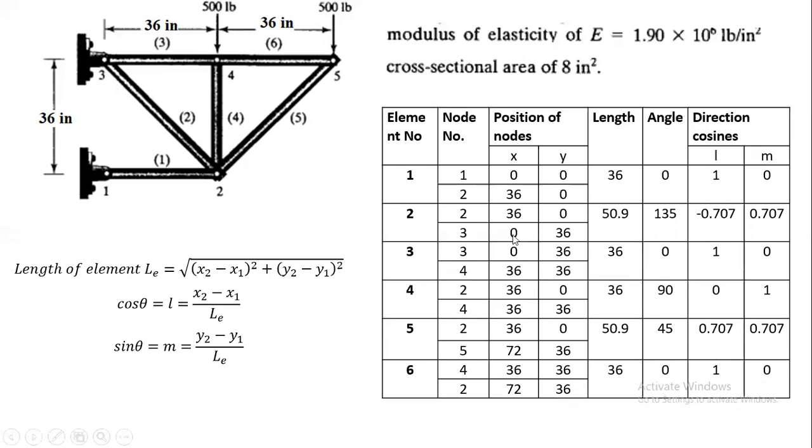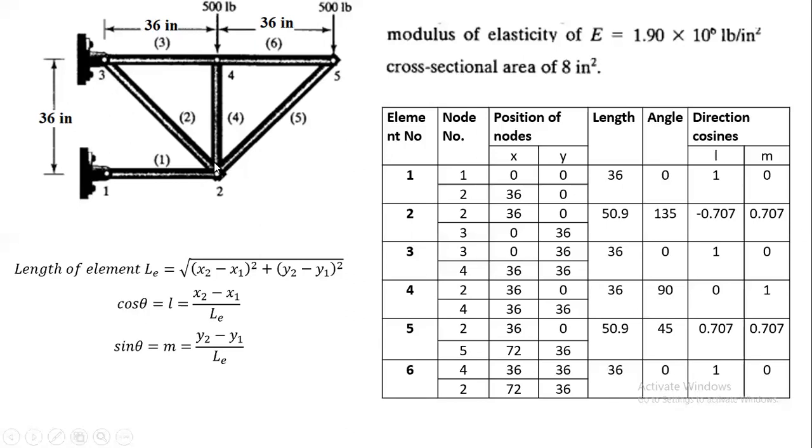After calculating the angle made by each element, you have to calculate the direction cosines, that is L and M. For the first element the angle is 0, therefore cos theta is 1 and sin theta is 0. For the second element, the angle is 135, so cos theta is minus 0.707 and sin theta is 0.707. For the third element the angle is 0, again the same thing.